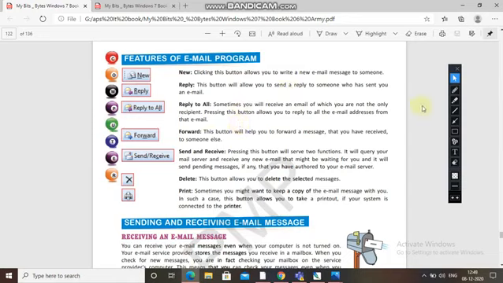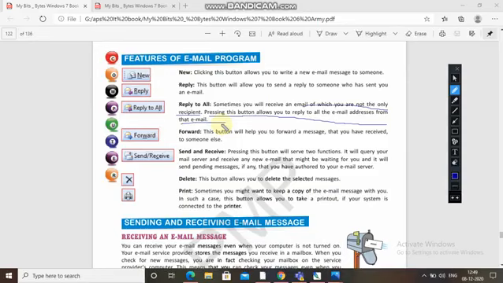Then reply to all. Sometimes you will receive an email of which you are not the only recipient. Pressing this button allows you to reply to all the email addresses in that email. So if the email came with 4 or 5 other email addresses and you send a single reply, it will reach only a single address. If you click reply to all, then each and every person in that email will get the answer.